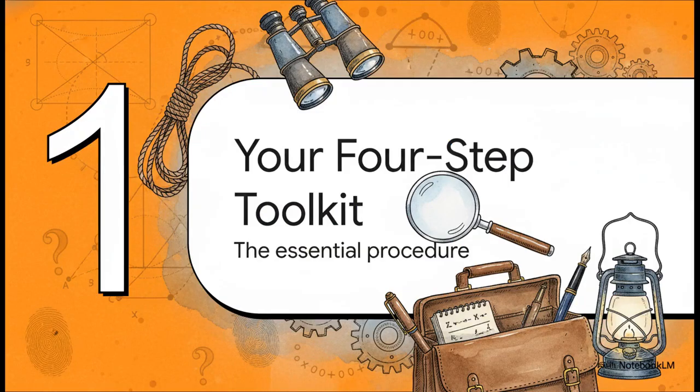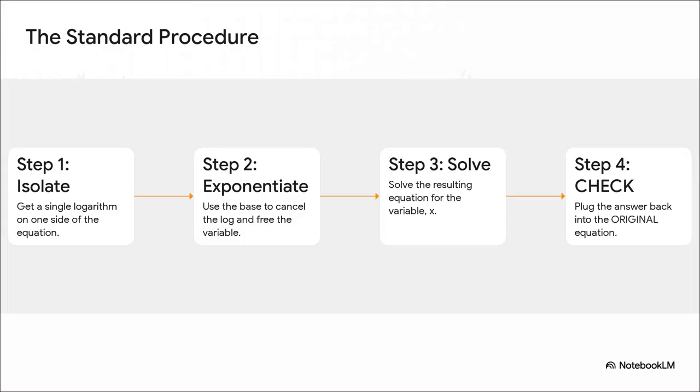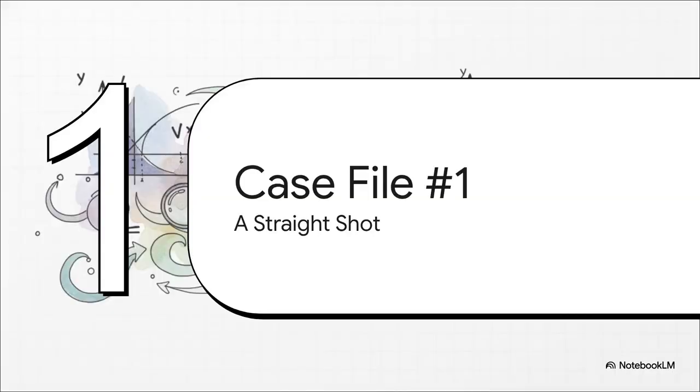Okay, so every good detective needs a reliable set of tools. And for solving these log equations, our toolkit is a pretty standard 4-step procedure. Let's open it up and see what we're working with. So here's the plan. Step 1, we get the log all by itself on one side. Step 2, we use its inverse, an exponent, to basically bust the variable out of that logarithm. Step 3, we just do the normal algebra to solve for x. And then step 4, this is the most critical step of all. We check our work. And this isn't just about catching typos, it's a mandatory part of the investigation to unmask those imposters.